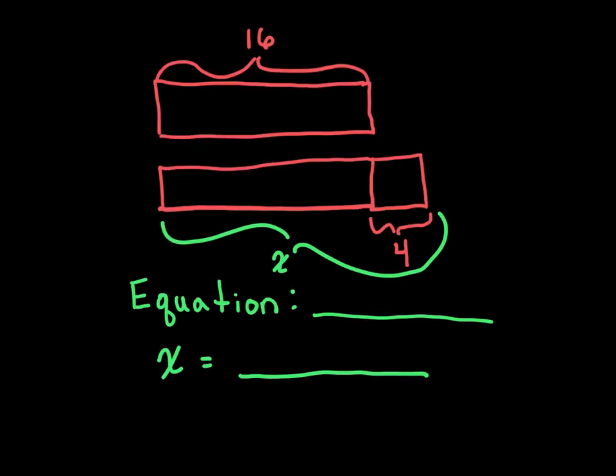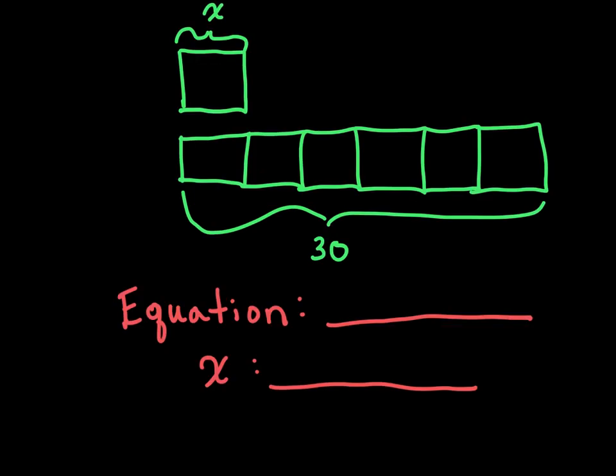Okay, one of these rectangles is worth 16. The next one is adding on 4 more. Give me the equation and solve for X. I want to see the work tomorrow. Okay, one of the boxes is worth X. It's unknown. We have this many groups. It's all equal to 30. I want the equation and solve for X. Just bring in your work tomorrow.